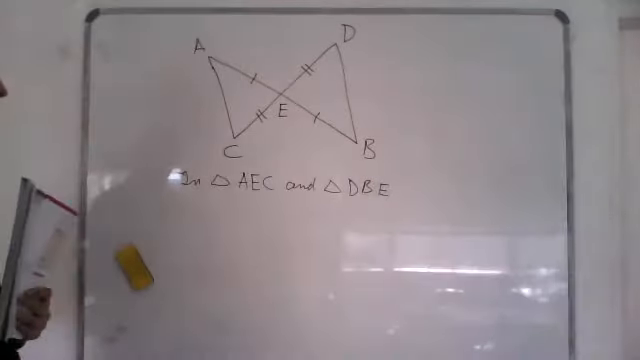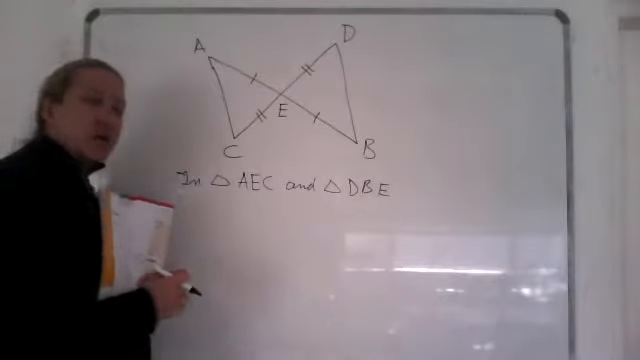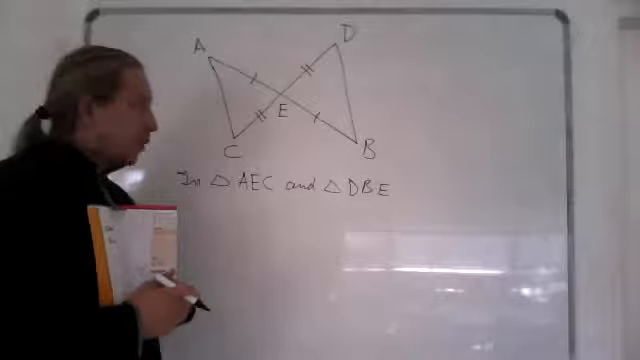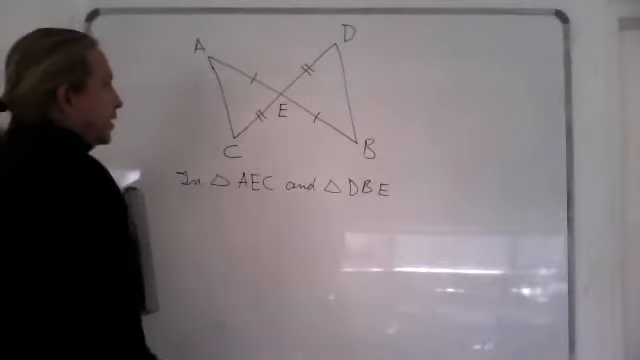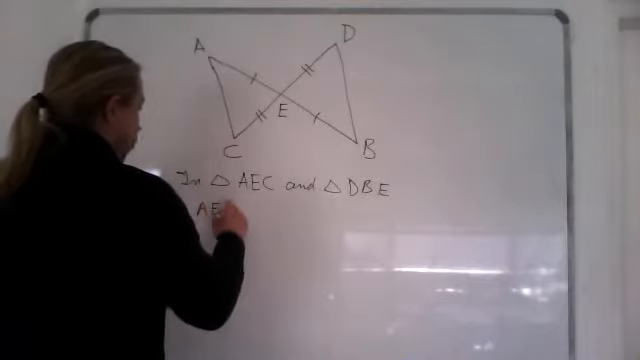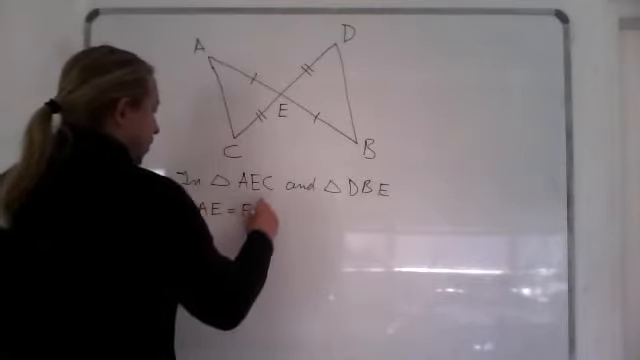All right, now we've stated in which triangles we are working. Now we need to start proving the congruency condition. So let's match up the sides that we know. Well, we know that AE equals EB.